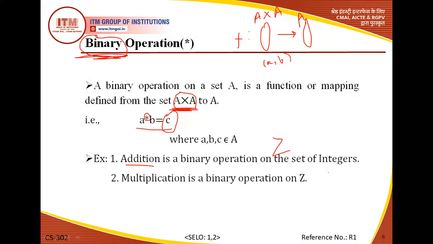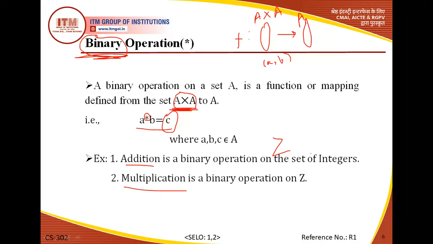So addition is a binary operation under what? If the underlying set is what? The set of integers. Now let's see the second example also. It is multiplication. So multiplication is a binary operation on the set of integers. So multiplication is also a binary operation on what? The set of integers.